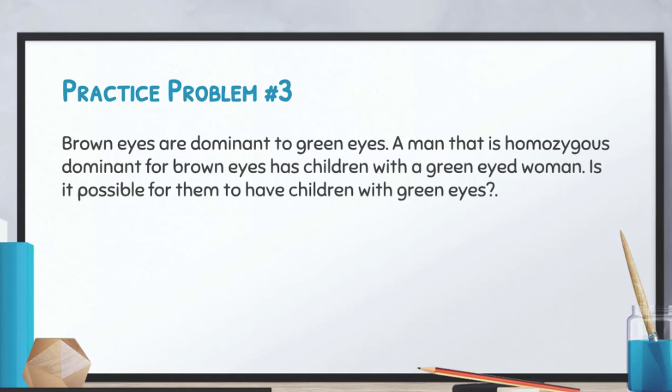All right, so let's try one more practice problem. Brown eyes are dominant to green eyes. A man that is homozygous dominant for brown eyes has children with a green-eyed woman. Is it possible for them to have children with green eyes? So again, let's follow the same procedures here, but read the question a little more carefully. So brown eyes are dominant to green eyes, so let's assign them a letter. Let's go with B.